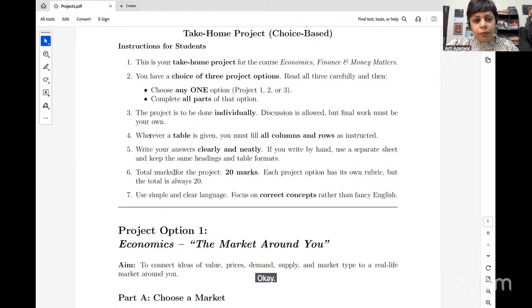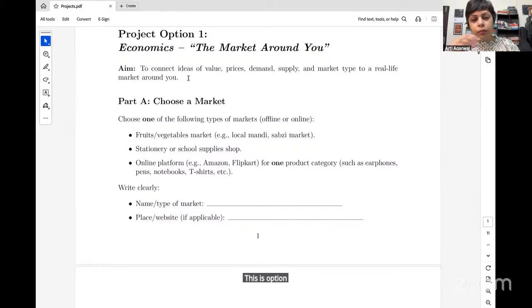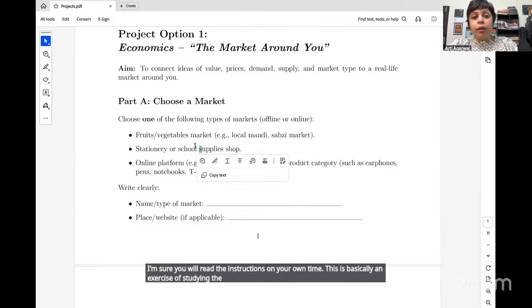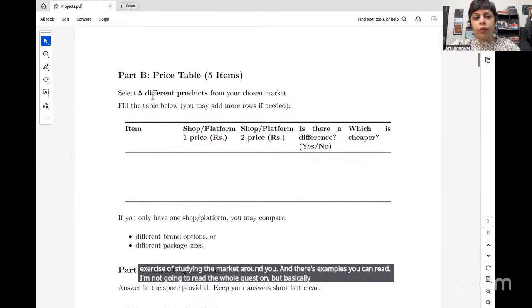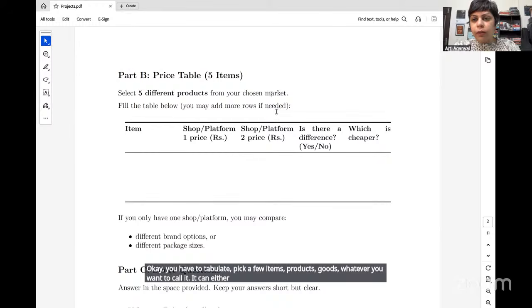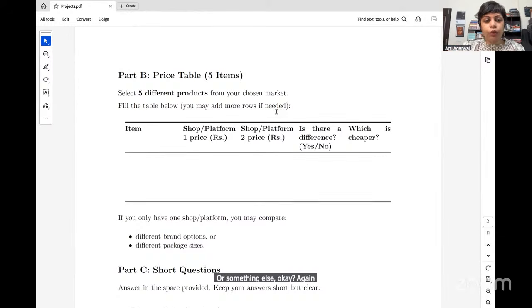Okay, so that said, this is option one. As I'm sure you'll read the instructions on your own time, this is basically an exercise of studying the market around you. And there are examples you can read. I'm not going to read the whole question, but basically what you have to do is fill out this table. You have to tabulate, pick a few items, products, goods, whatever you want to call it. It can either be vegetables like tomatoes, potatoes, onions, or it can be digital goods, or physical goods sold on a digital platform, or something else. Again, it's up to you.